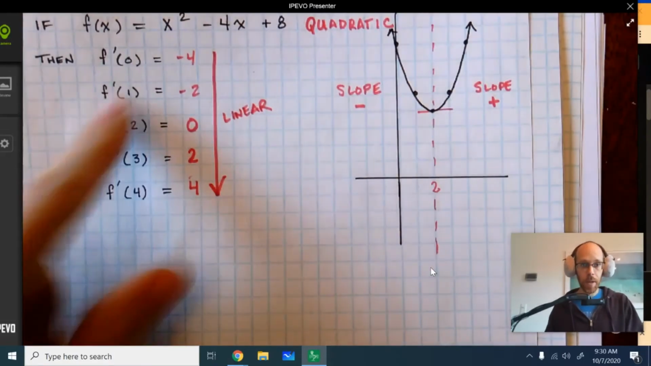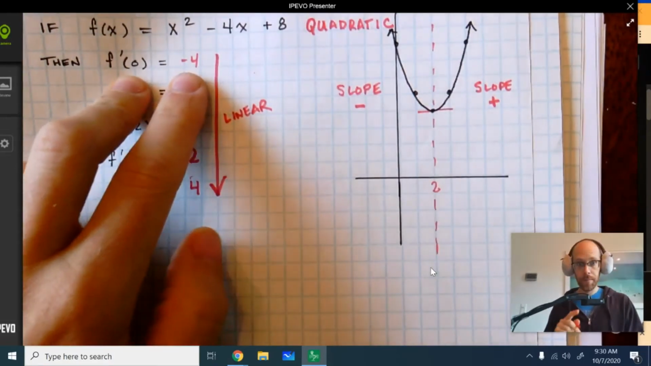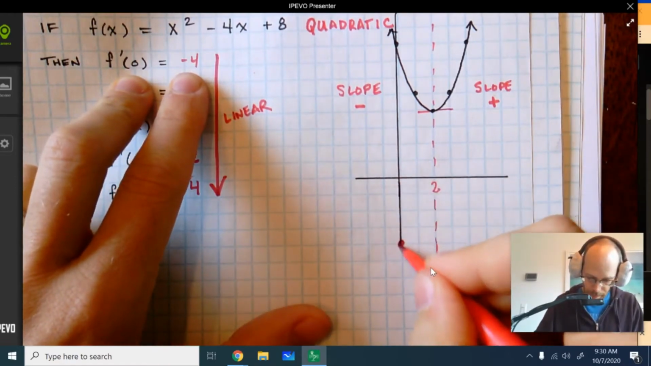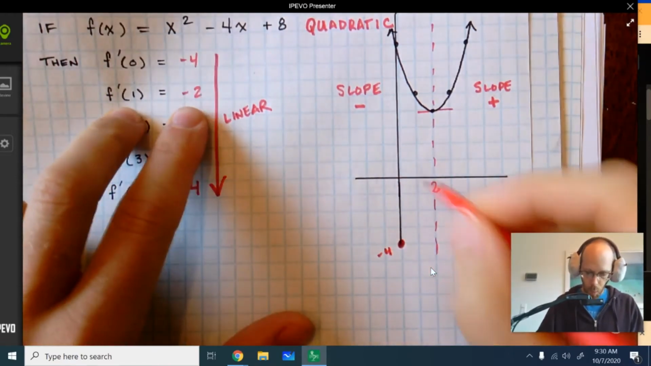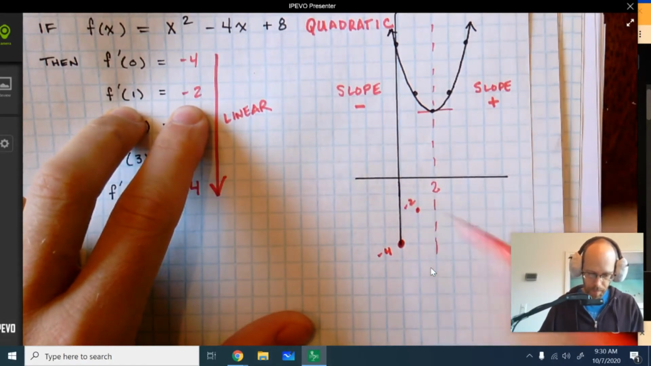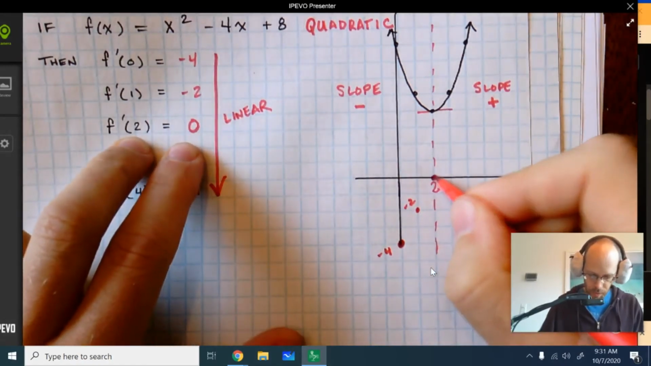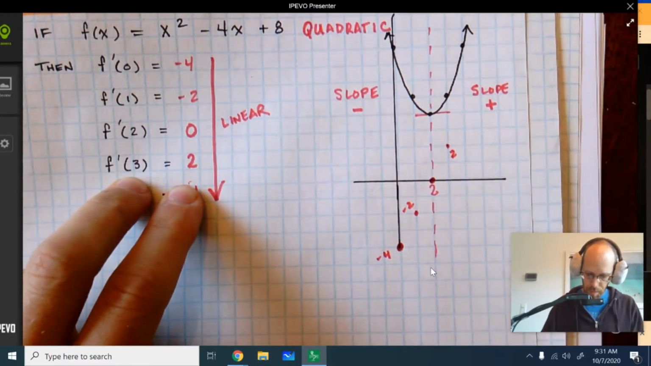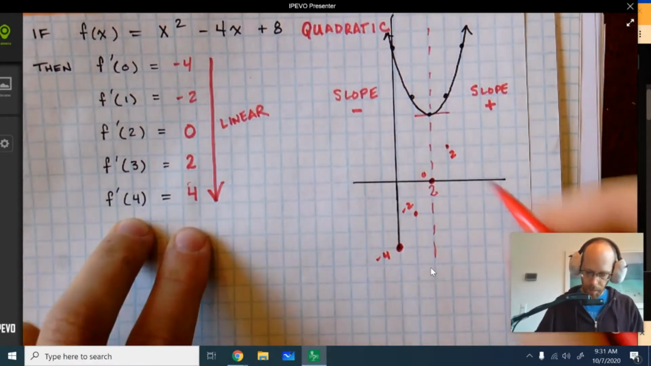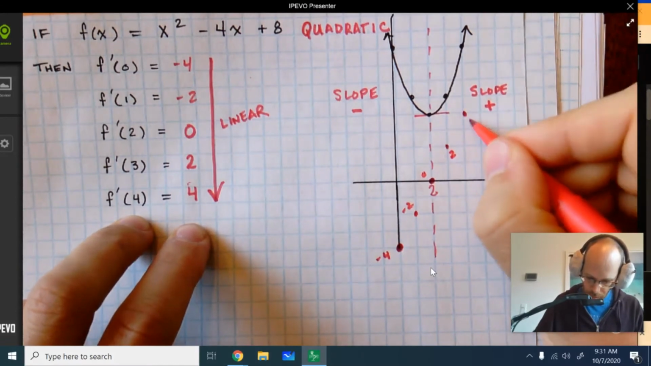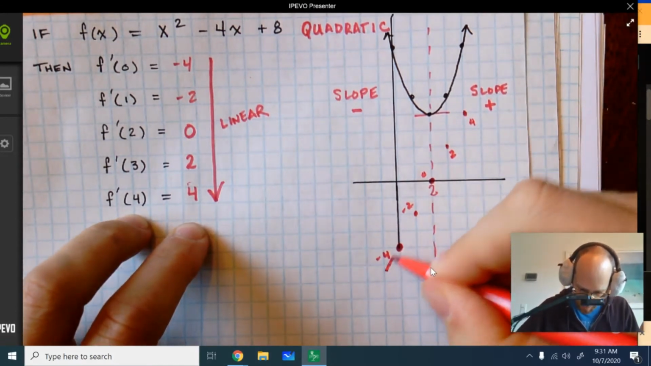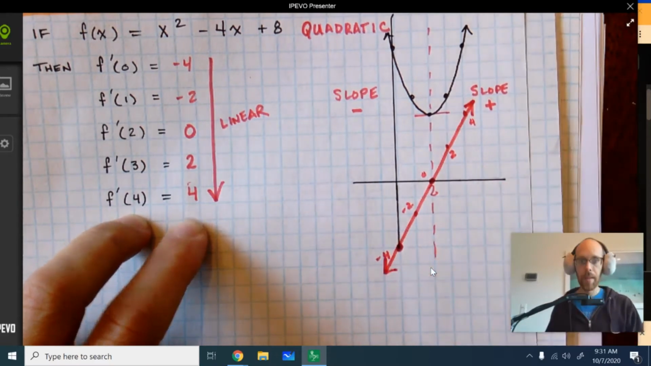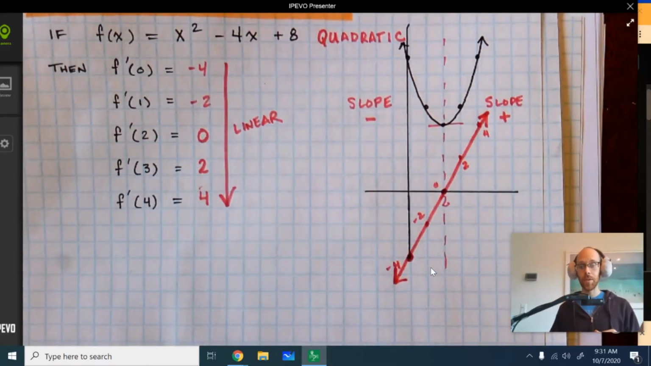In fact, look at this. If we graphed the derivative, we would graph it by saying at 0, the value is negative 4. At 1, the value is negative 2. At 2, the value is 0. At 3, the value is 2. And at 4, the value is 4. So the derivative graph looks something like this. There it is. We just graphed our first derivative.